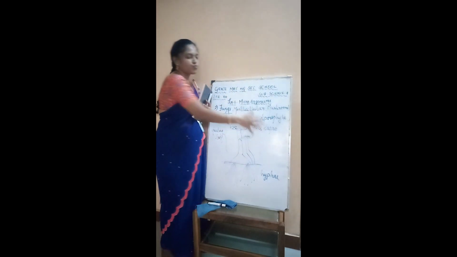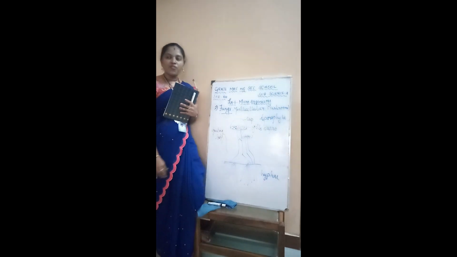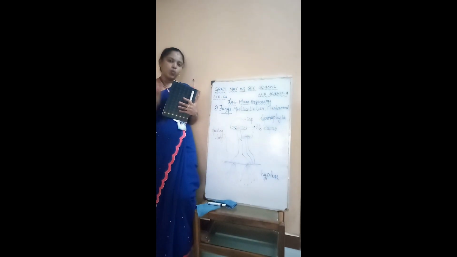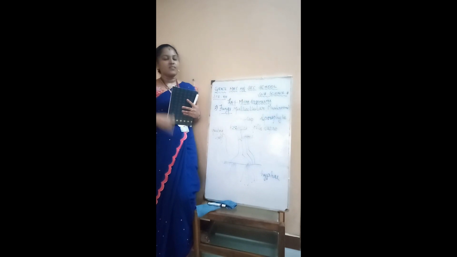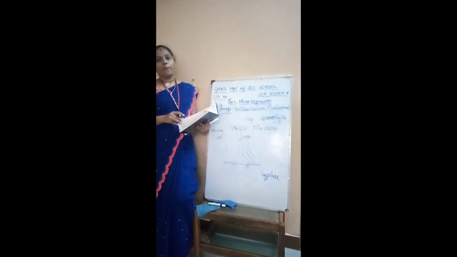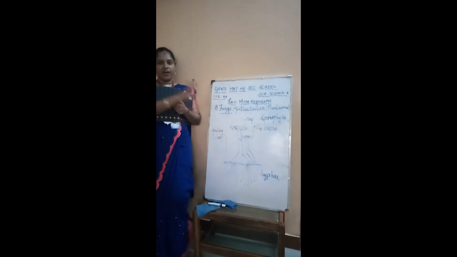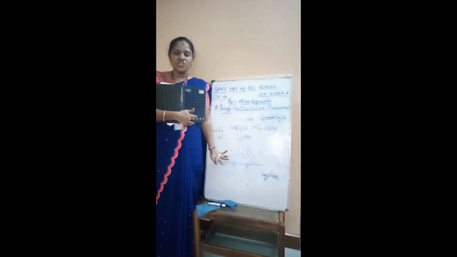Saprophytes are those fungi which can survive or live on dead organisms. An example for this is rhizopus. Rhizopus is a form of saprophytic fungi. Next it is parasitic fungi. An example for parasitic is mycorrhiza. What is it? Mycorrhizal fungi. Are you clear with this content, children?